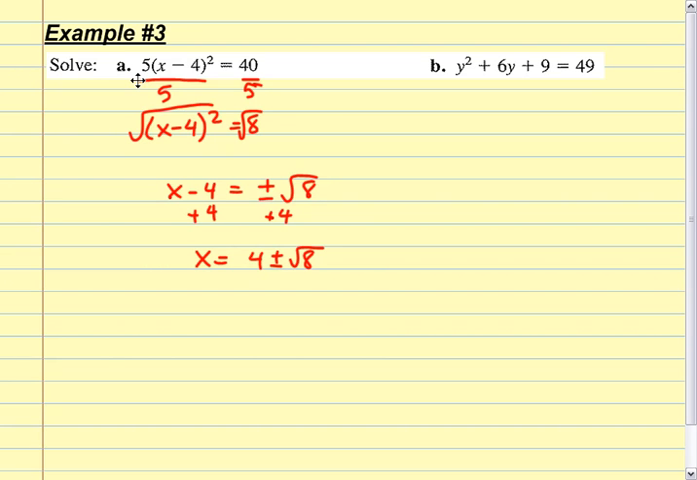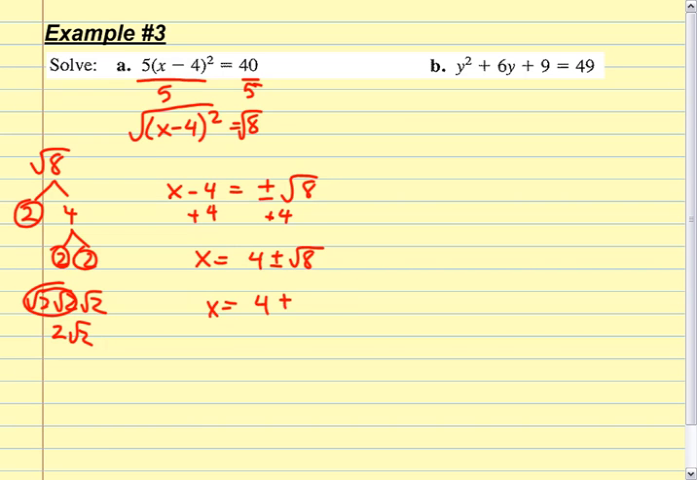What do you think, Walker? Exactly. I need to simplify root 8. And I can make that 2 and 4, 2 and 2, root 2, root 2, root 2. That turns into a 2 root 2. Beautiful. Walker's done this enough that she told me already. Root 8 is 2 root 2. Okay, good. So now x is equal to 4 plus or minus 2 root 2. Now I'm going to just separate it and say x equals 4 plus 2 root 2 and x equals 4 minus 2 root 2.